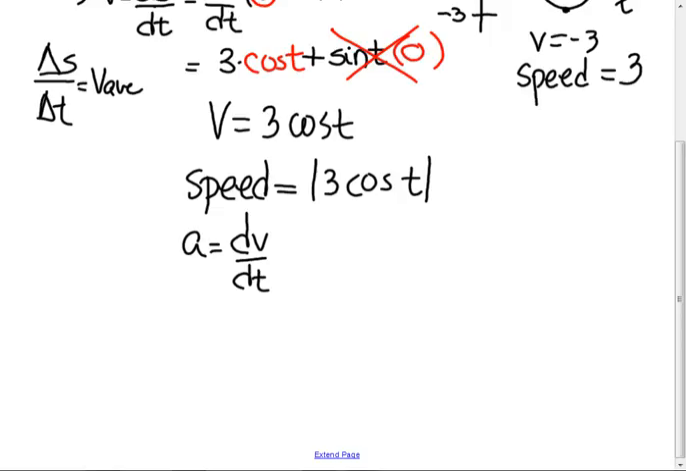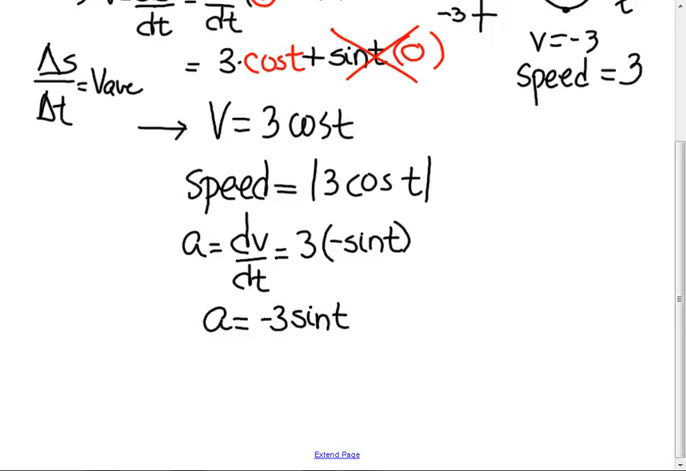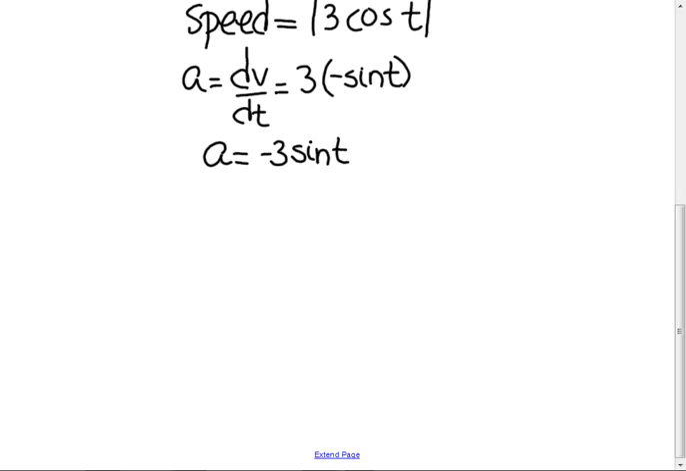But now, I want the derivative of this one. This one's harder. Let's take the derivative of 3 cosine t. It's 3 times the derivative of cosine, which is negative sine of t. So the acceleration is, I just like it cleaned up, negative 3 sine of t. That is part A.